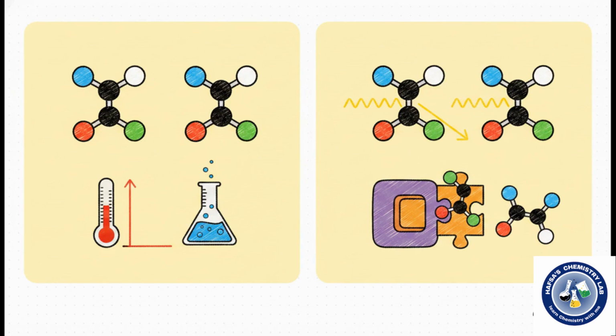But here's the catch. They reveal their true identities in 2 highly specific ways. First, if you shine plane polarized light through them, one twin will twist that light to the right and the other twist it to the left. Second, the way they react with other chiral molecules, like the biological enzymes inside your body, can happen at completely different speeds or sometimes not at all.